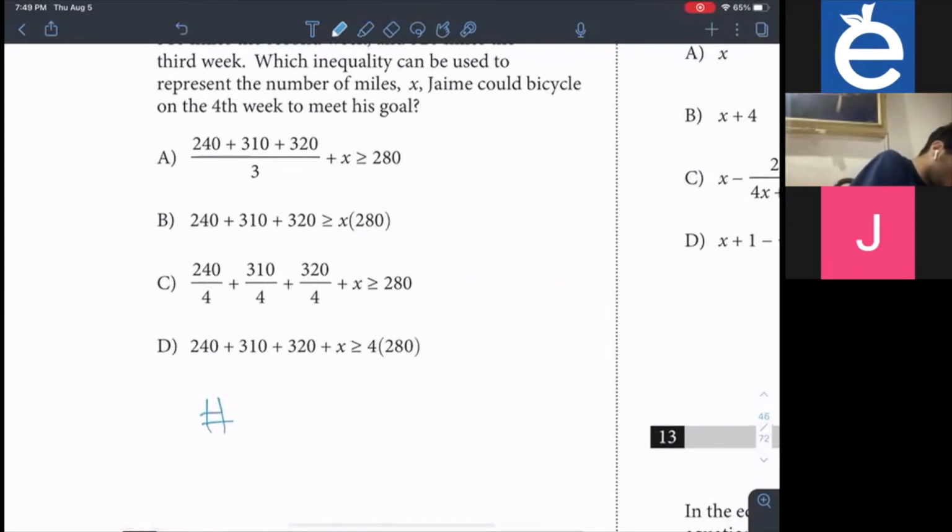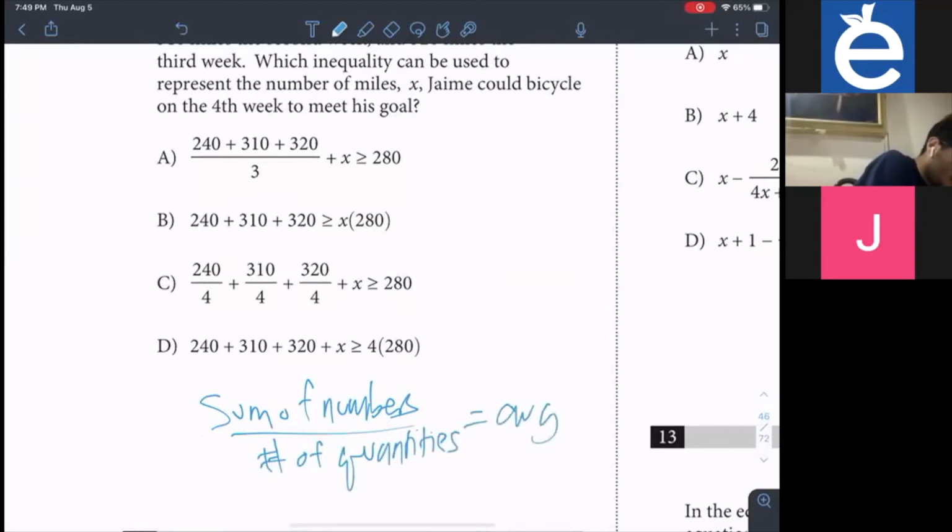the sum of numbers over, no, not number of numbers. Oops. Sum of numbers over the total number of quantities, I should say, is equal to the average.